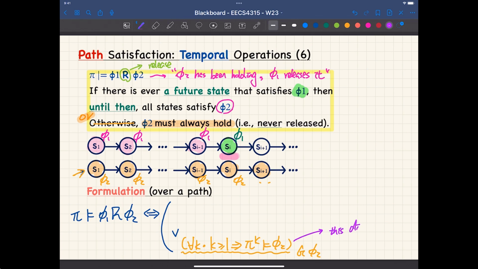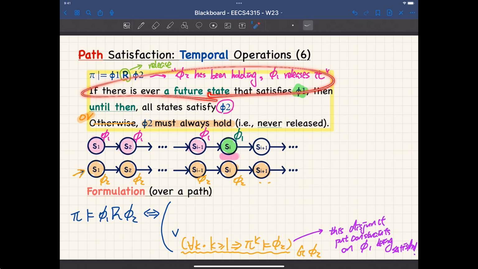Okay, let me make a note over here: this disjunct puts no constraint on phi 1 being satisfied. All right, so that's the second case. And let's now talk about the first case. And for the first case, I already told you the essence of it. You want to make sure this value over here should be included. All right, let's now do it.